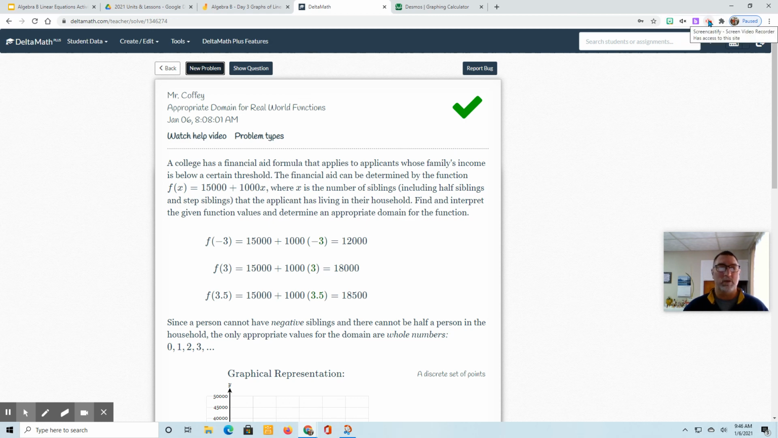All right, so that's how you do those problems for a domain and range. Hope that helps you guys.